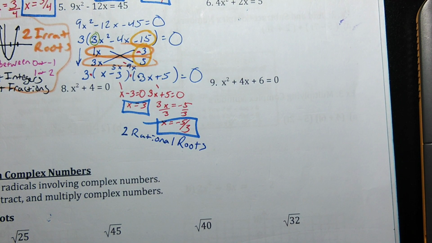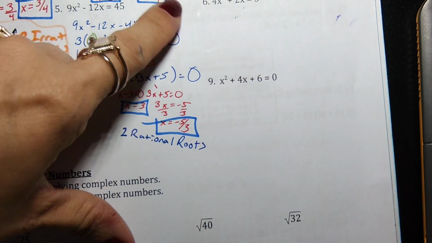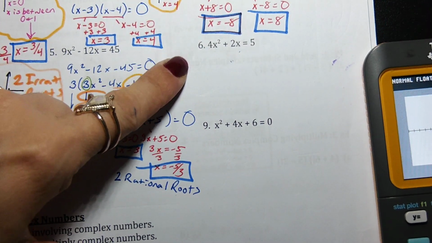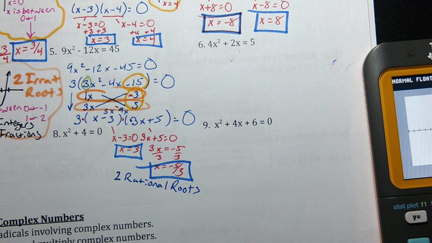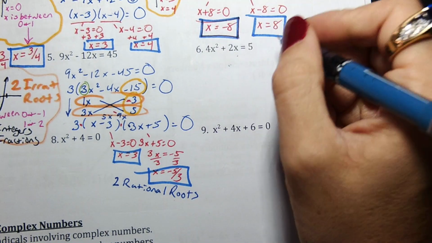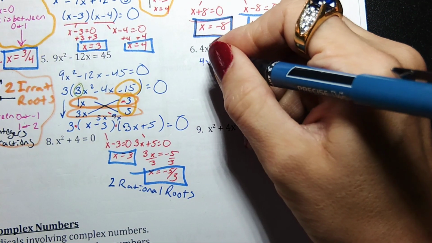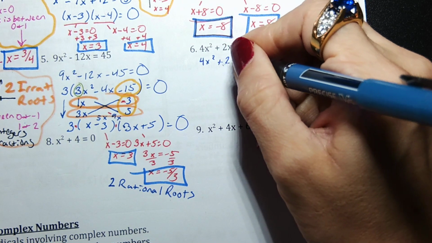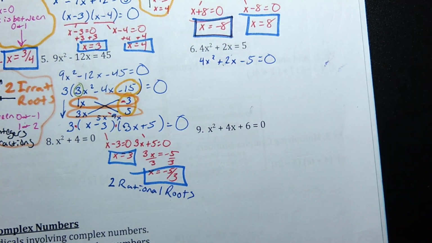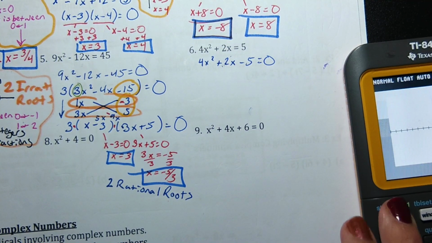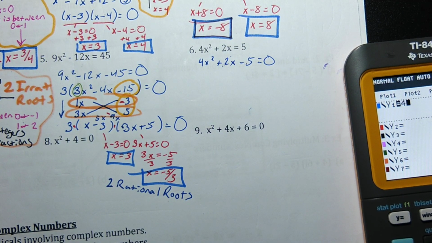Now, folks, let's go ahead and take a look at this next one. 4x squared plus 2x equals 5. In order to solve by factoring, we would have to first put it in standard form. So 4x squared plus 2x minus 5 equals 0. Now I want to just go ahead and take a peek at the graph on this one.